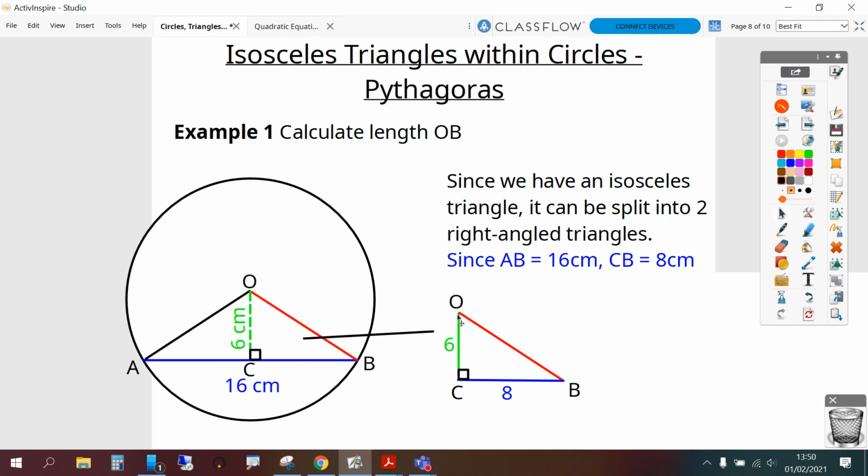So we've now got 6 on the green line and 8 on the blue line, and we're looking for red, which is OB. So that's the hypotenuse, so we need to use the adding version of Pythagoras. 6 squared plus 8 squared, that's 100, and then square root, that's 10 for OB.